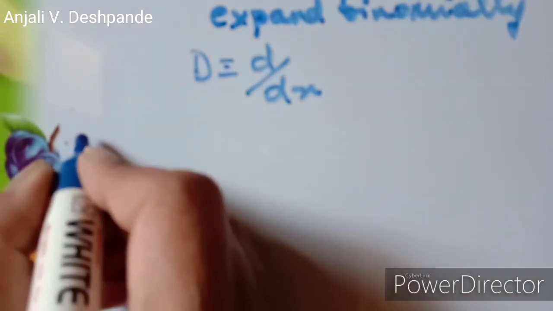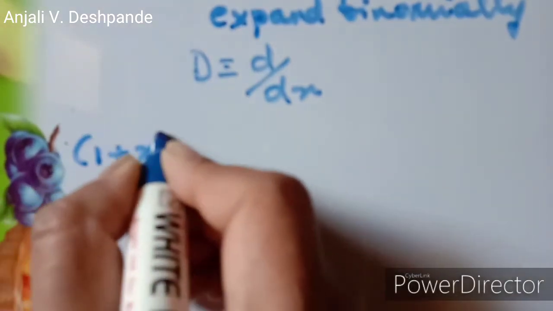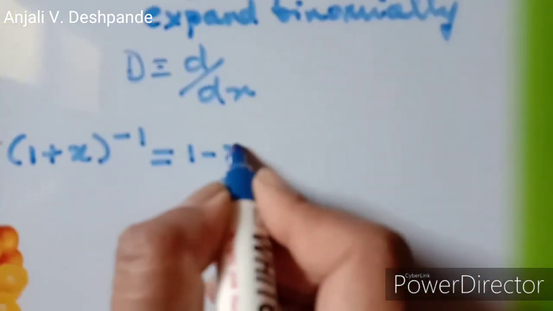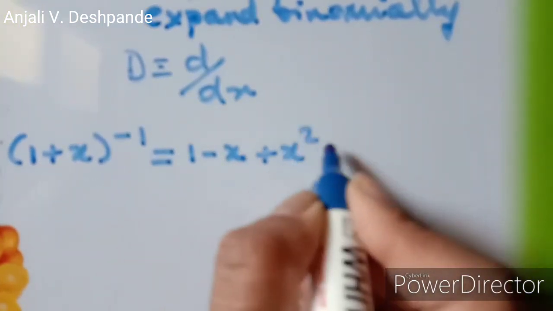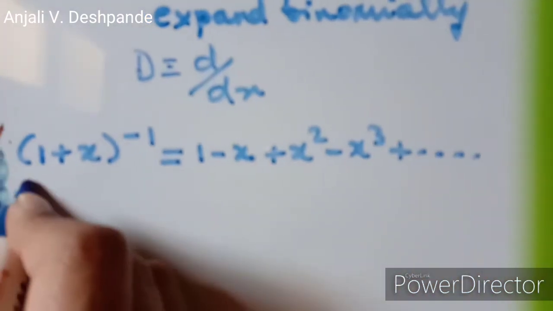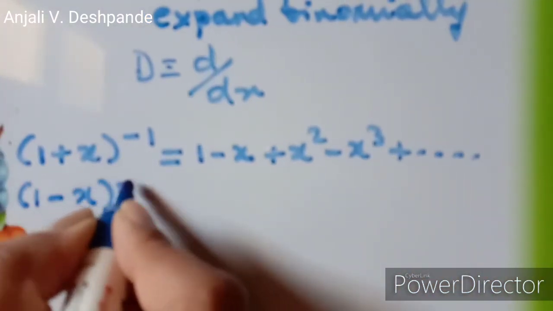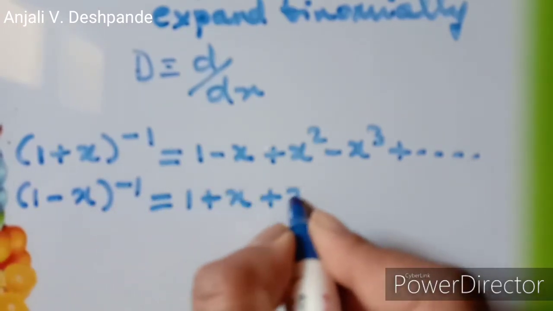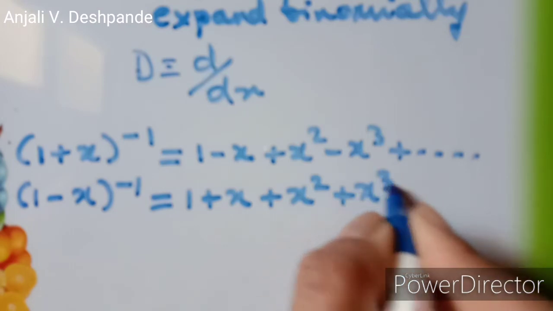So I will just write (1 + x)^(-1) = 1 - x + x² - x³ + and so on. Then we have (1 - x)^(-1), which is 1 + x + x² + x³ + and so on.